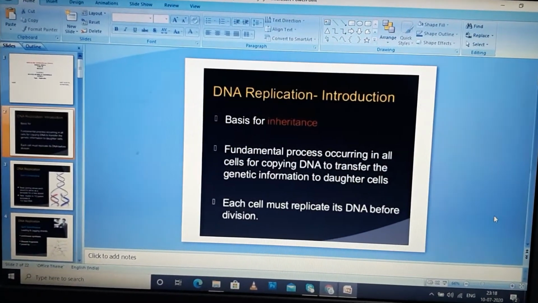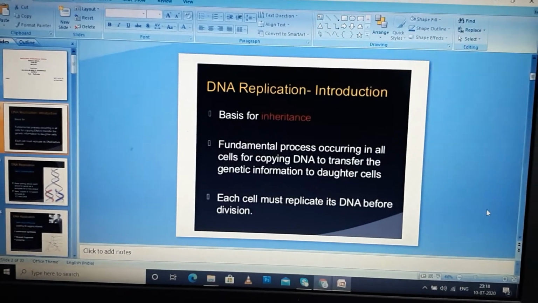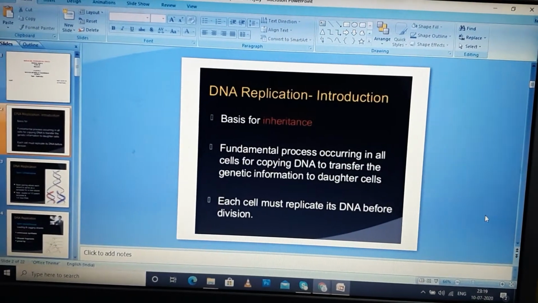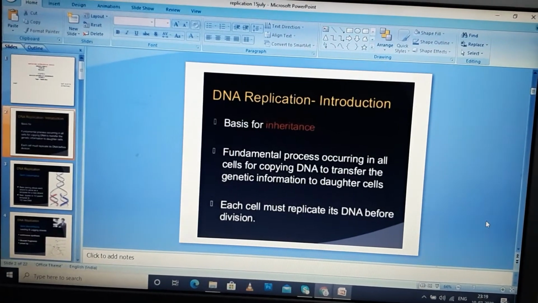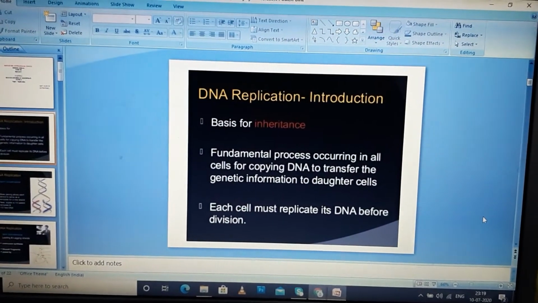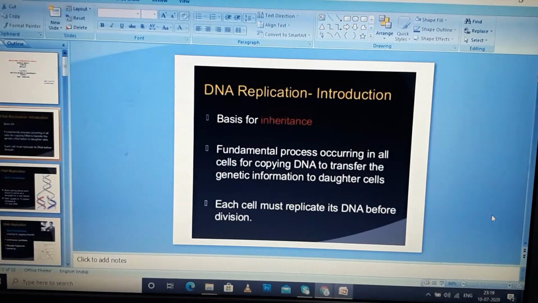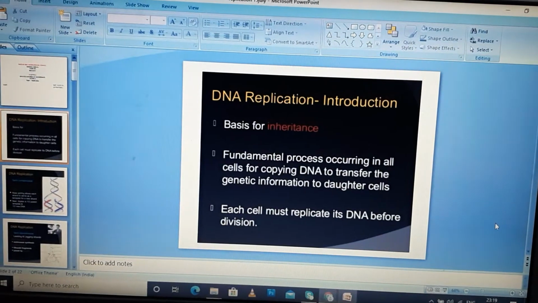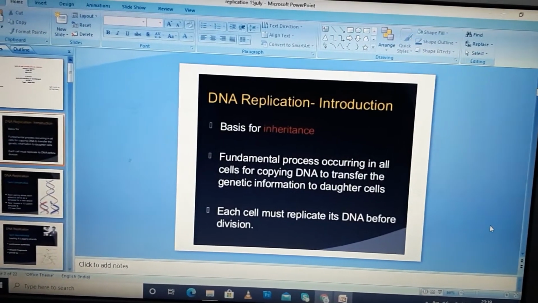What is DNA replication? As we all know, DNA is the basic unit of inheritance. We must copy DNA and transfer it to the daughter cell in order to provide genetic information. Each cell must replicate its DNA before division.